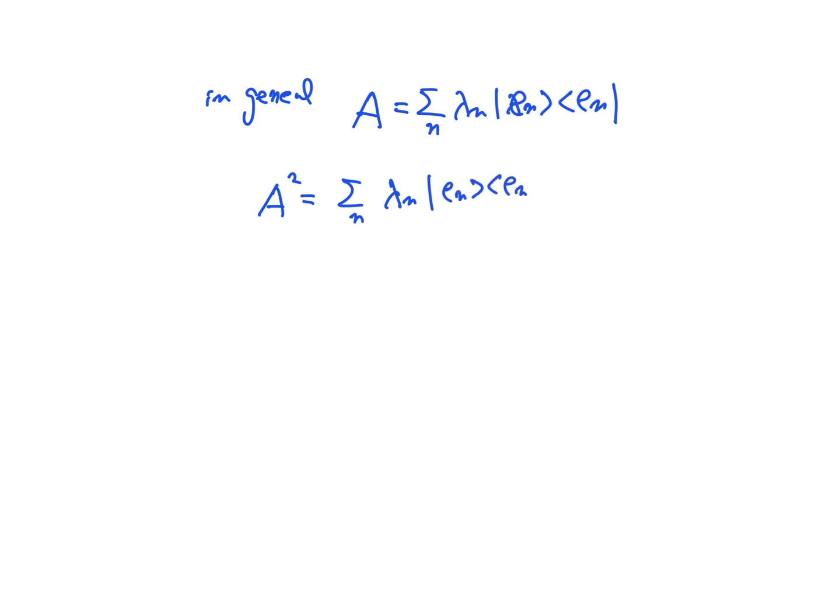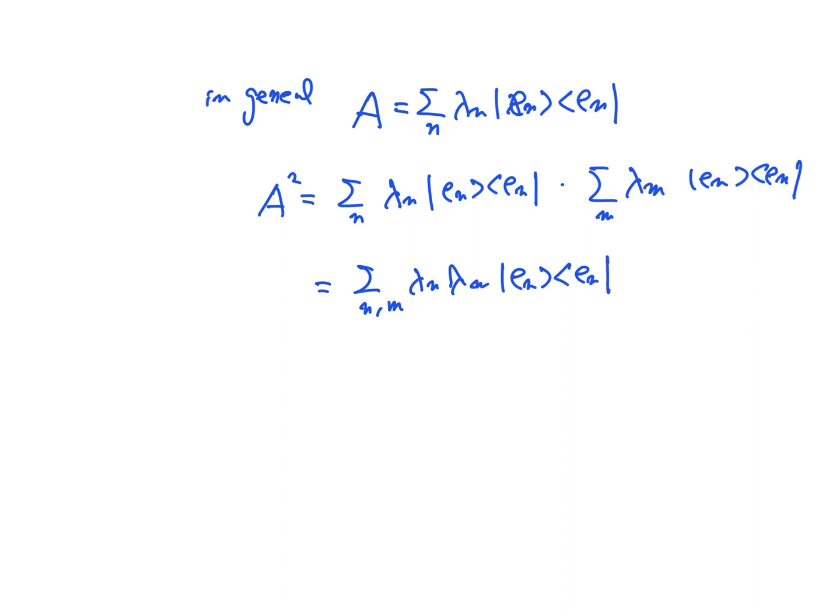En, En times M, lambda M, Em, Em, which is Nm, lambda N, lambda M, En, En, En, En. How about, but this is what? This is called En, Em, Kronecker delta Nm, right? And N and M are different, they are 0, otherwise 1.